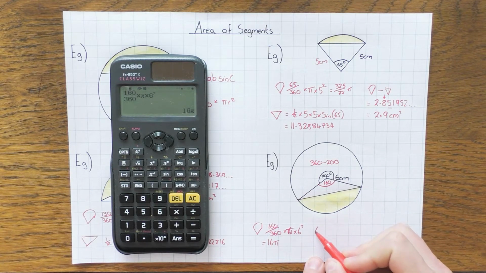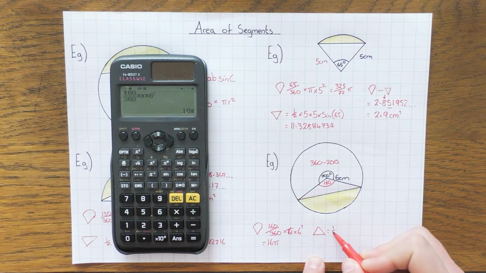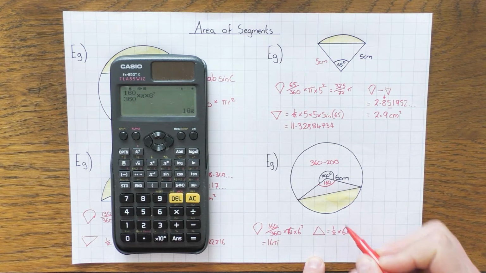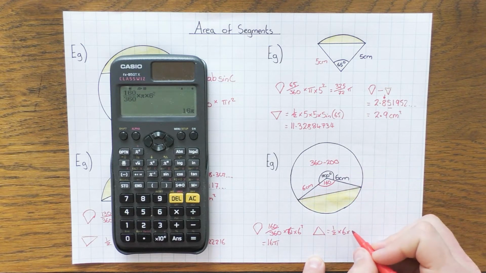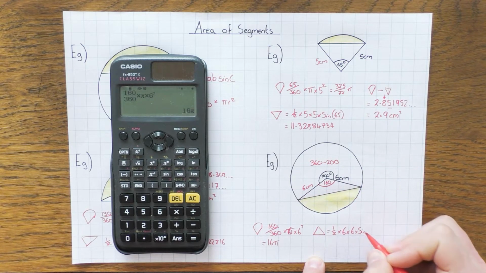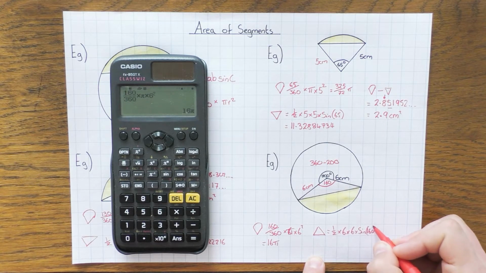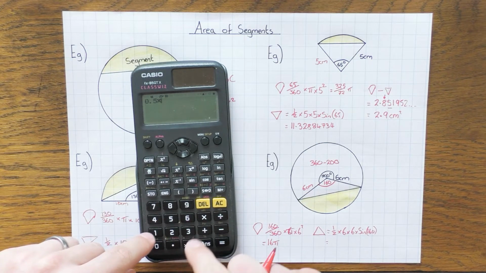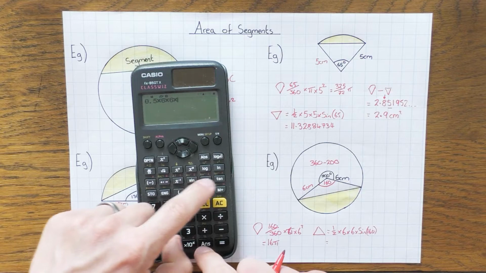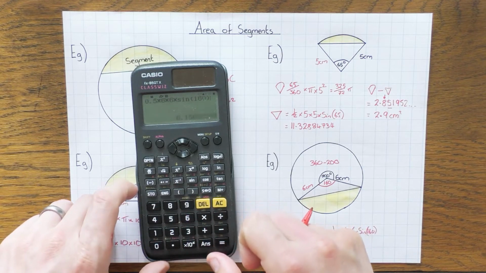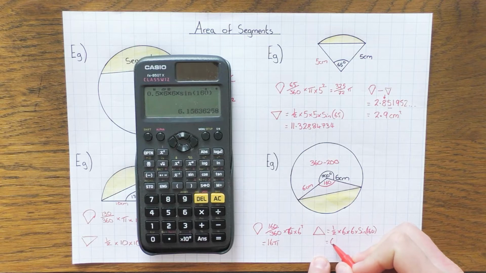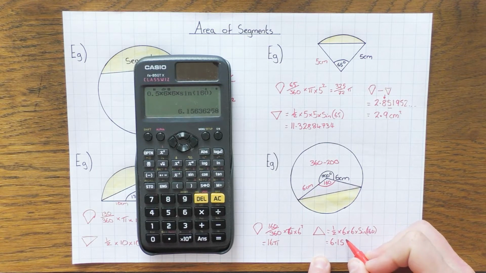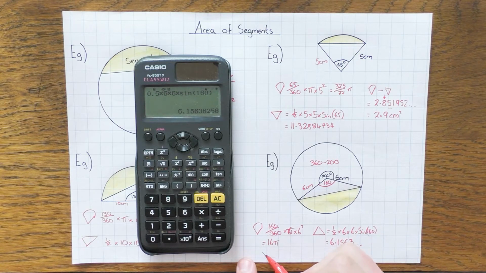And then we need to work out the triangle, which is a half times 6 times, and this length here will also be 6, times sine 160 in brackets. So 0.5 times by 6 times by 6 times by sine 160, and that is 6.1563, etc., etc.